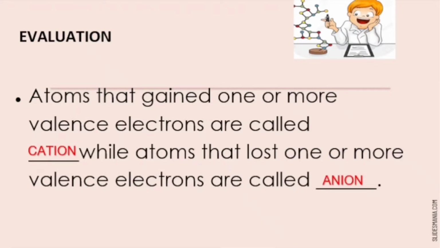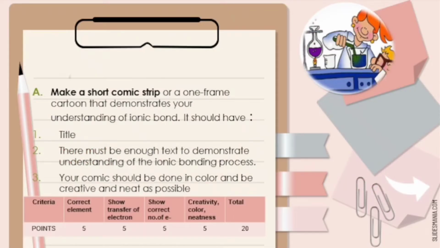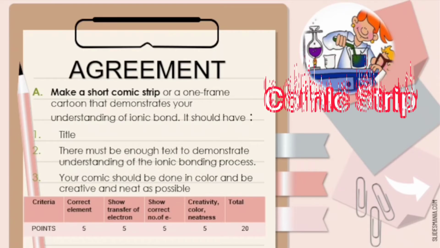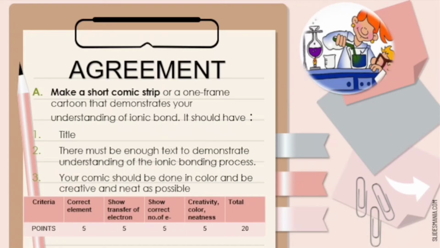Did you get all the correct answers? Good job, learners! For your additional activity, you may choose one activity to be accomplished from the given activities. You can make a short comic strip or a one-frame cartoon that demonstrates your understanding of ionic bond. Rubrics are given for your guidance.